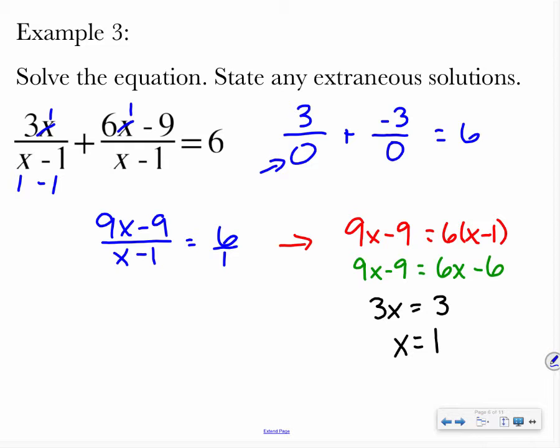You cannot divide by 0. So that means if you ever end up with a number that gets your denominator to be 0, then that is an extraneous solution.